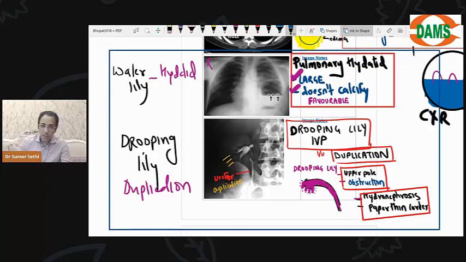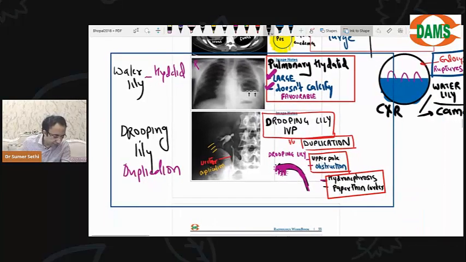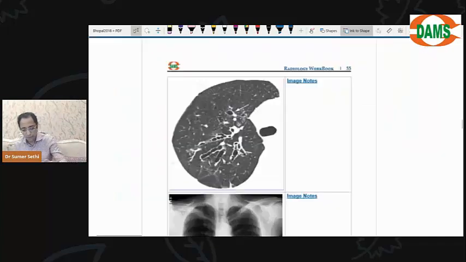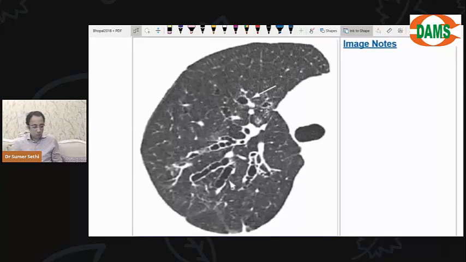Okay, these are lilies in medicine. Once you're clear, everybody clear? Okay, now let's go further. Now I will show you some more appearances which have a characteristic appearance.